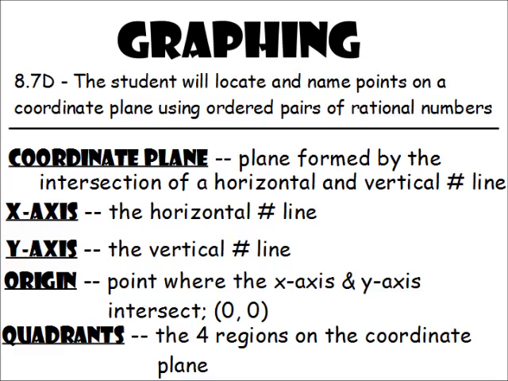Graphing. The student will locate and name points on a coordinate plane using ordered pairs of rational numbers. There's some vocabulary you will need to know when graphing. The first word you'll need to know is coordinate plane. The coordinate plane is a plane formed by the intersection of a horizontal and vertical number line.